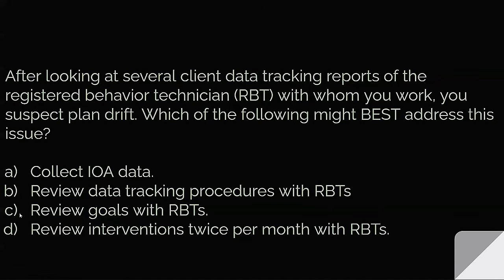How about C? Review goals. Okay. And again, my mind goes, why would I do that? How would that help? And I'm having trouble seeing it. So maybe I'd say no, maybe. D, review interventions twice per month.